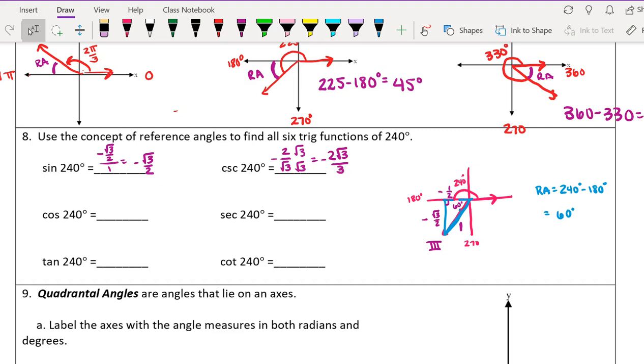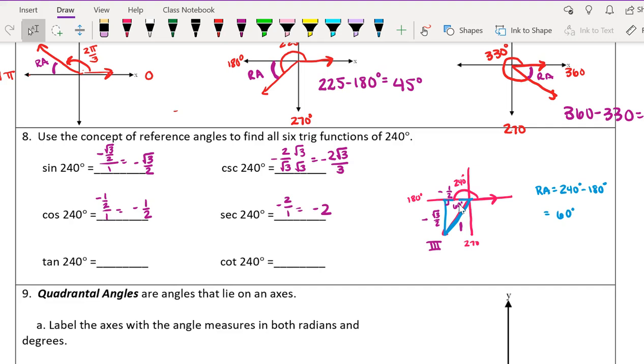The cosine is the adjacent over the hypotenuse. So adjacent to 60 is the negative 1/2, so I'm going to take negative 1/2 over 1, which is negative 1/2. If I take the reciprocal, I get negative 2 over 1, which is just negative 2.